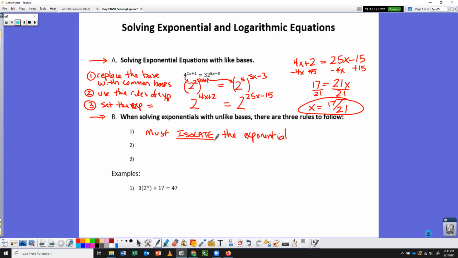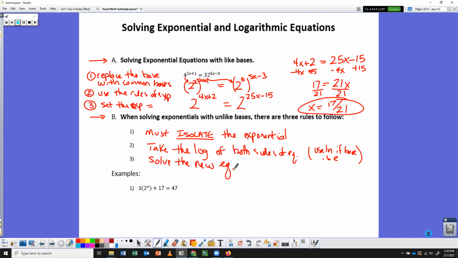Then what you're going to do in step 2 is you're going to take the log of both sides of the equation. If the base happens to be e, you might want to use natural log. So use ln if the base is e. Other than that, I would probably use common log in all other instances. All right, third and final step is going to be to solve the new equation.